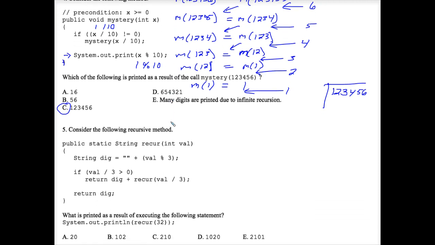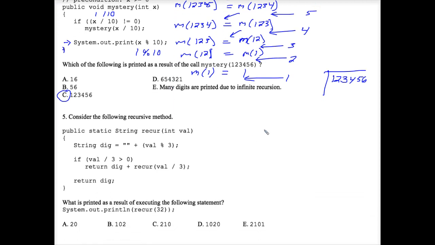Number 5. We're calling recur32, and we're printing whatever the final return value is. So let's check it out. Let's abbreviate this to just R32.